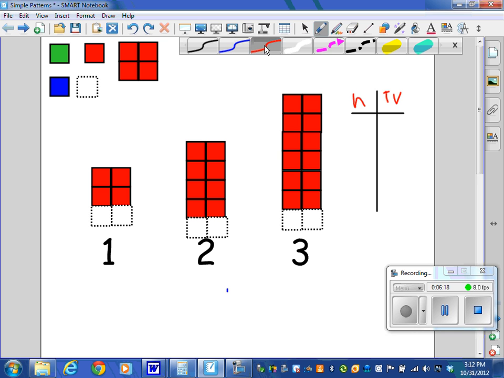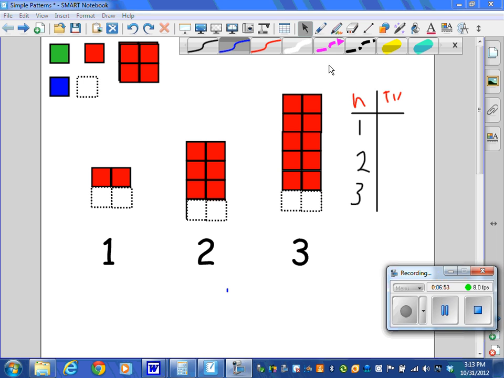Okay, so we have our term number, which is simply 1, 2, 3. And then we're going to record the values. I see 4 plus these missing ones, but I'm just going to go with the red blocks. I see 4 in the first term. I see 4 plus 4 in the second term, which is 8. And I see 4 plus 4 plus 4. Actually, okay, I'm going to change it up a little bit to make it a little bit more apparent.